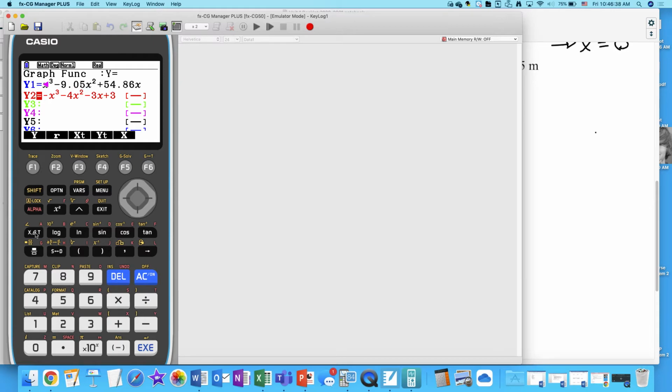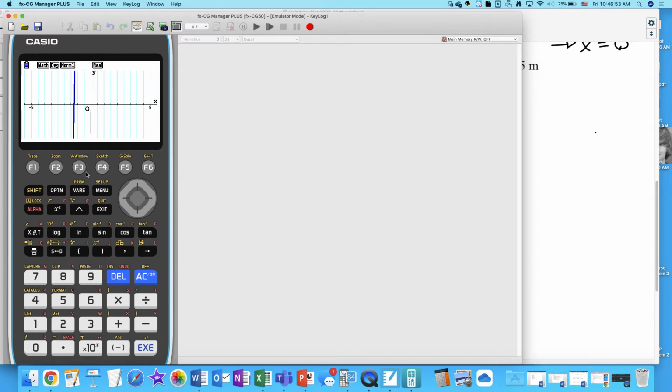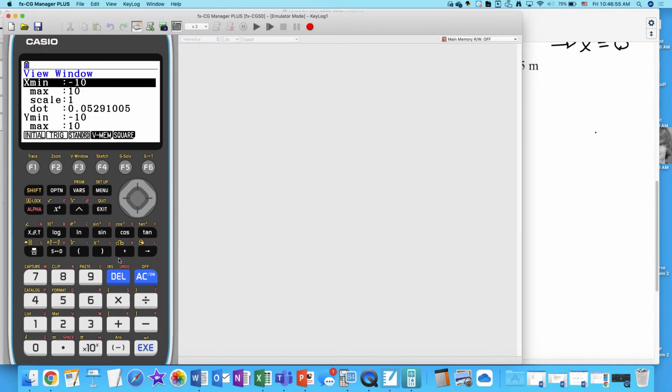Okay, and then I'm going to go to the window, and I'll do the same setting. So this was 0 to 25. Whoops, sorry. I'll do that again. And then my y min was 0, and my y max was 1,000.